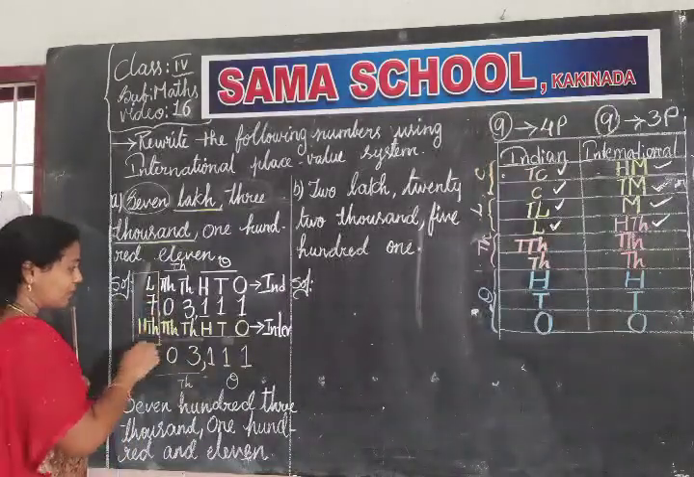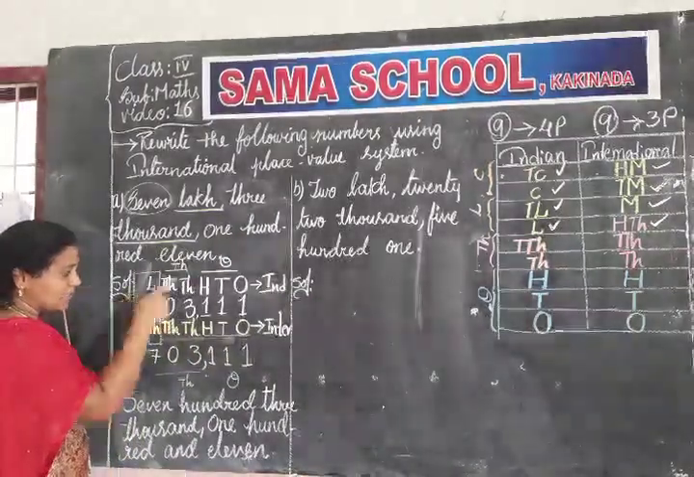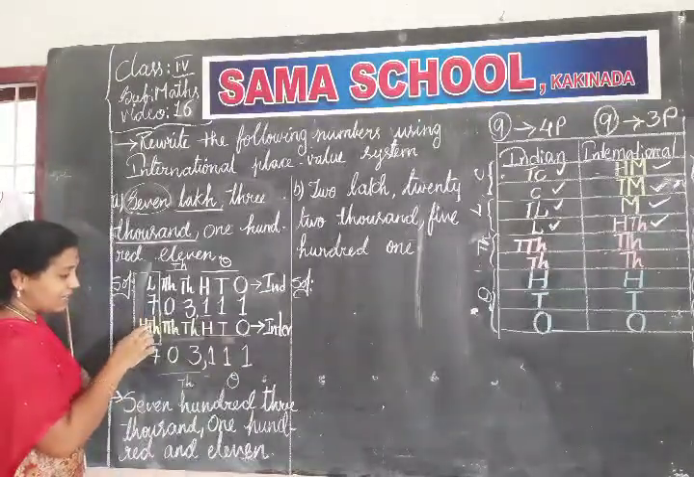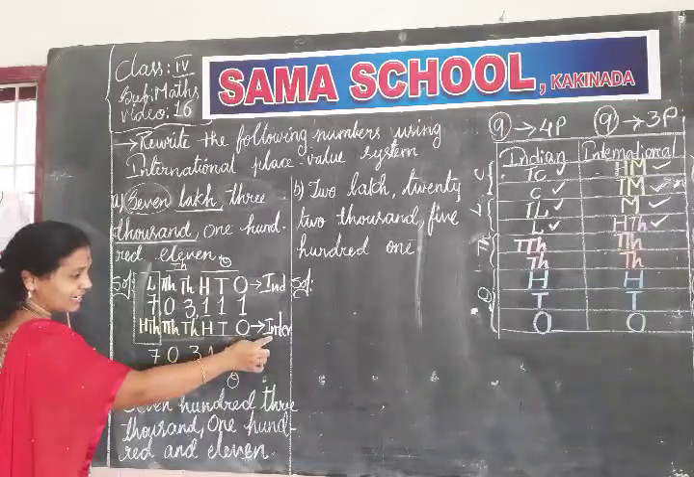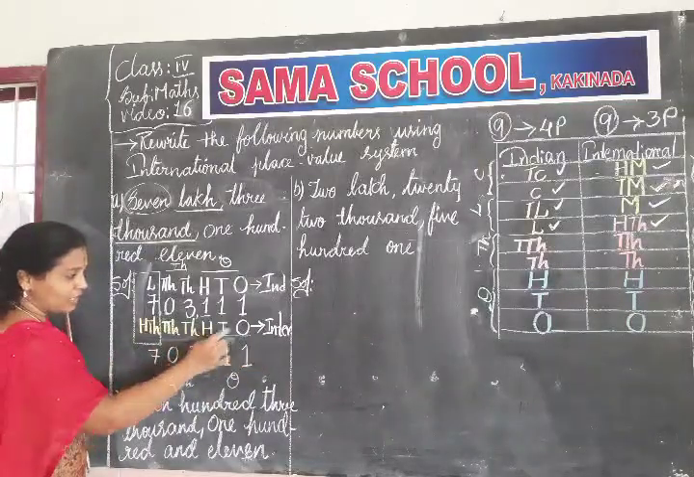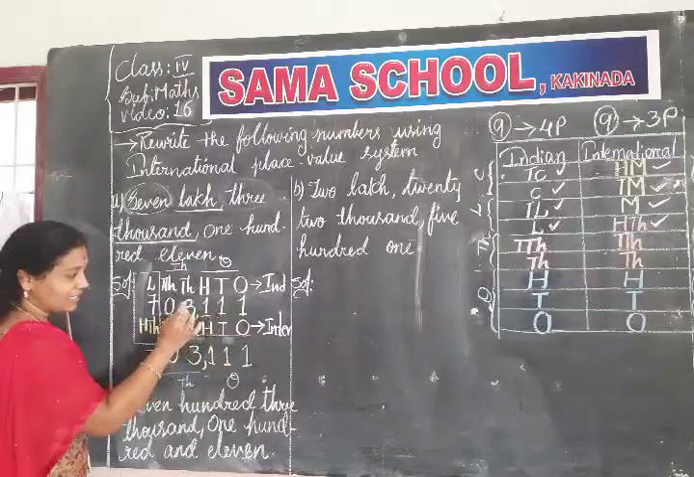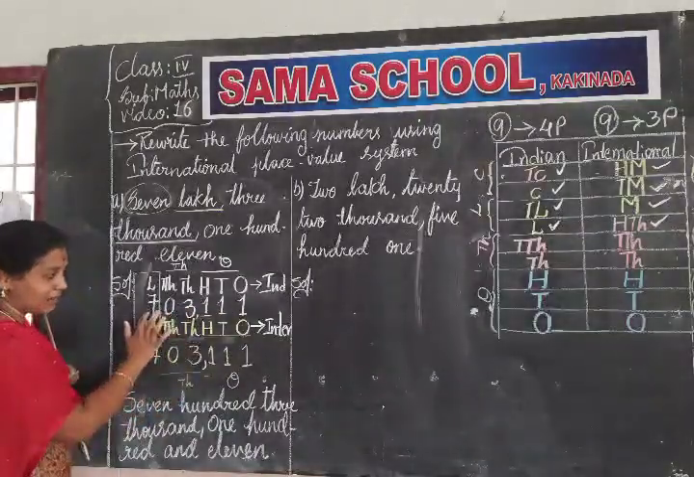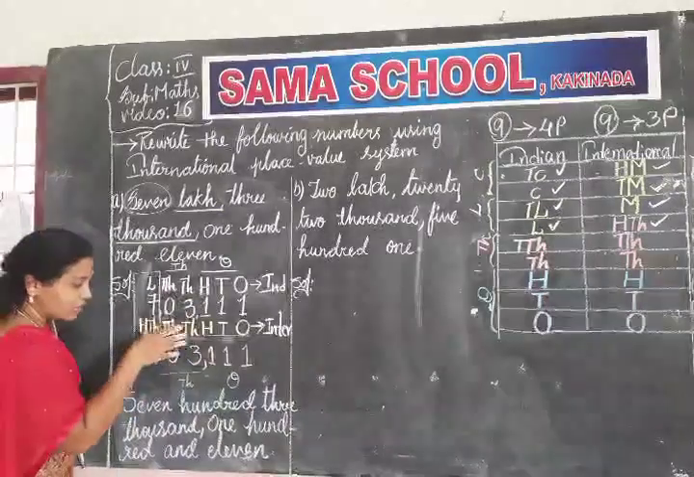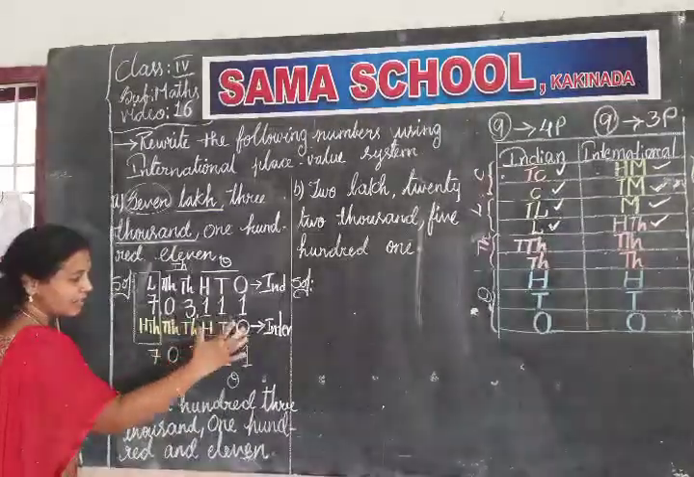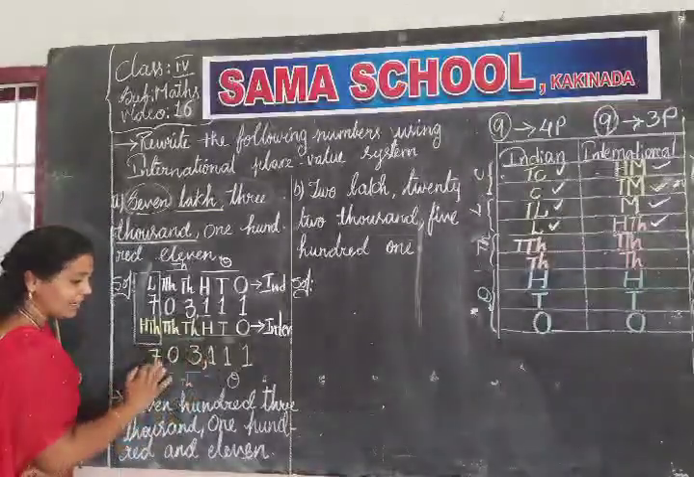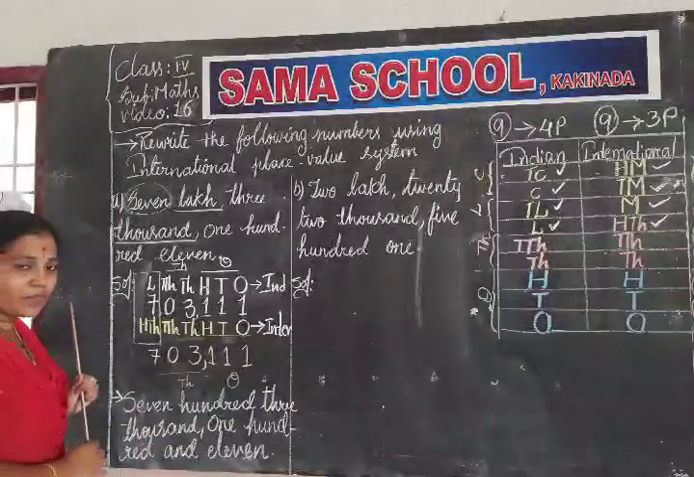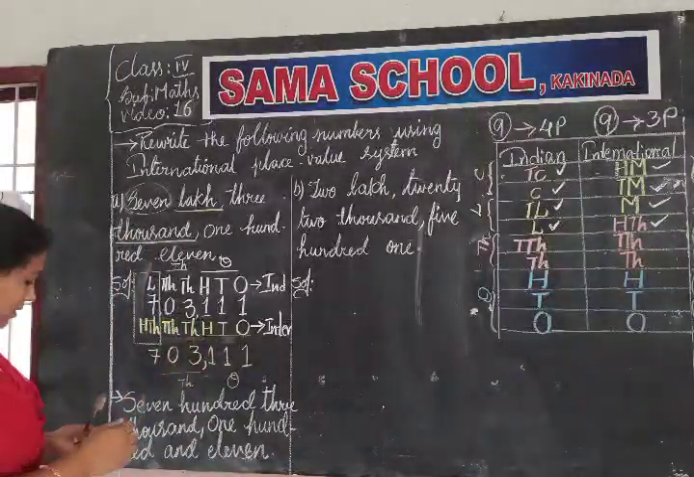Observe. Here 7 is in the lakhs place in the Indian system, but this 7 is in the 100,000 place in the international system. According to the international system, after every 3 digits we keep a comma, as per the periods. Now read the number: 703,111. Is it easy?